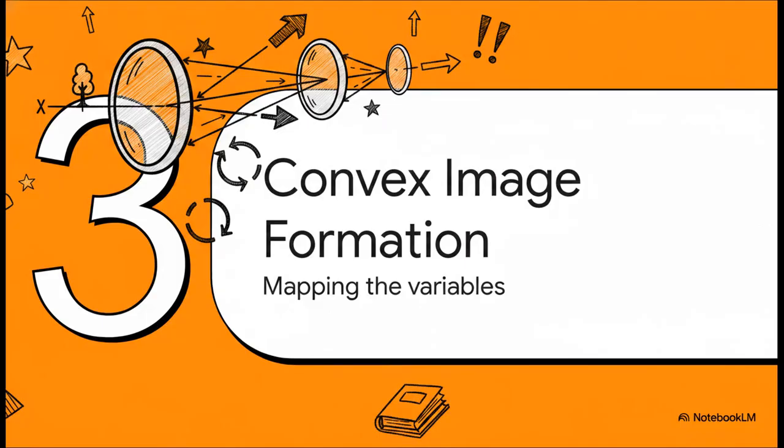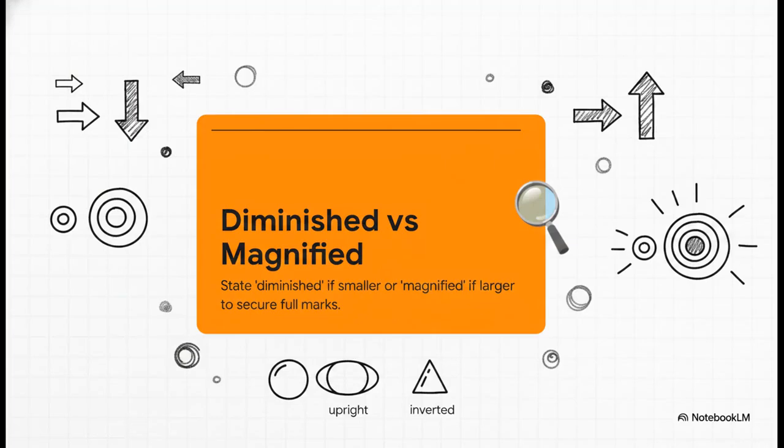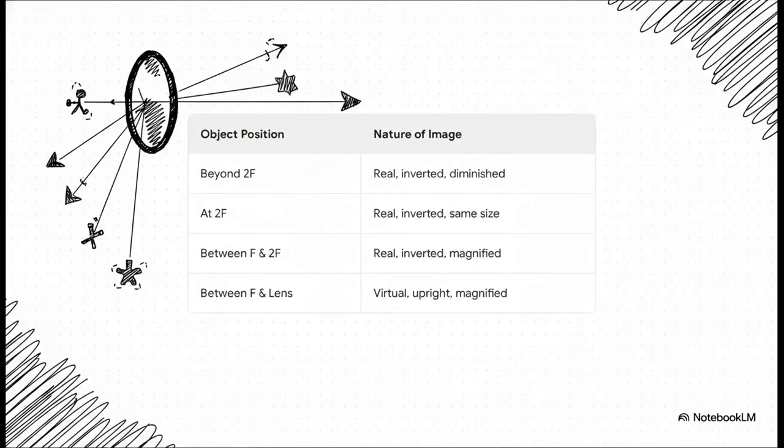Section 3. Convex image formation. Quick exam pro tip for you before we map out the variables. The examiners are incredibly picky about vocabulary. You absolutely must state if an image is upright or inverted, real or virtual, and crucially, you have to describe its size. Always use the word diminished if the image has shrunk or magnified if it's been enlarged. Don't just say smaller or bigger, okay? Use the proper terms. Think of this convex master matrix as your literal cheat code.